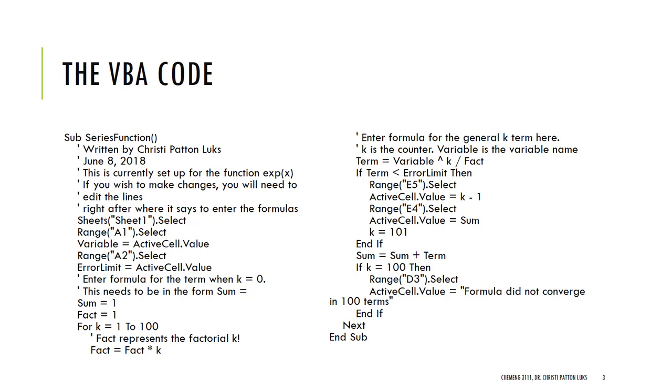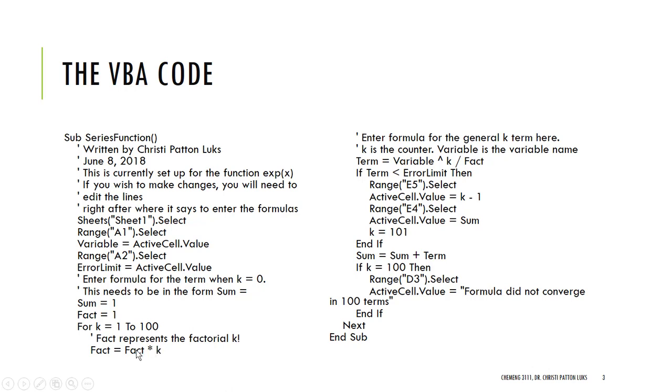Now I've got a lower and an upper limit on my loop, and I said 100 because really if it hasn't converged in 100, it's probably got an issue. This will keep me from having an infinite loop, so it's kind of protective. So for k equals 1 to 100, I'm going to first calculate the factorial.